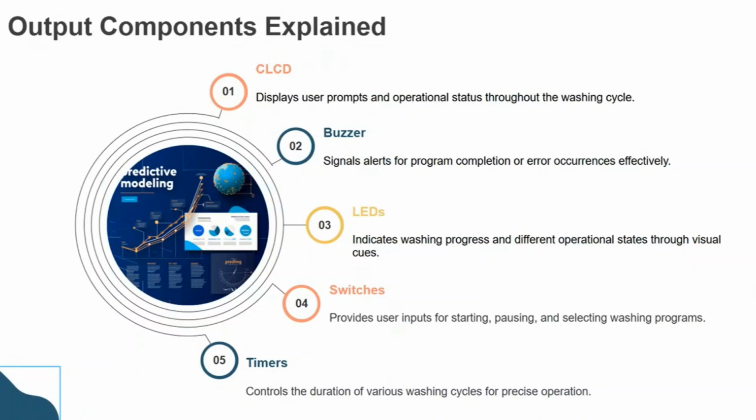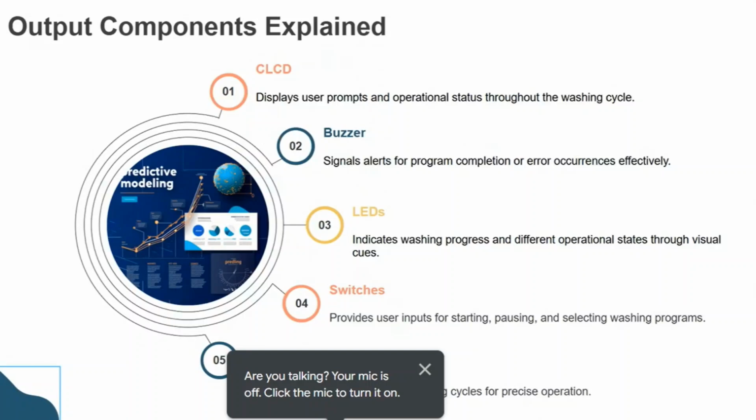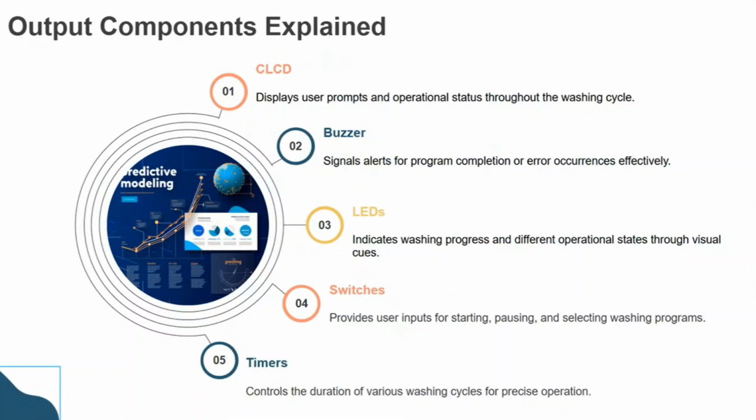Output components explained. There are five output components: CLCD, buzzer, LEDs, switches, timers. The CLCD displays the prompts, warnings, and operational status. The buzzer gives audible signals, like when an error occurs or the program completes. These LEDs indicate the washing progress and different operational states. Switches provide user inputs for starting, pausing, and selecting washing programs. Timers are a crucial part. They control the delay of the processes in the washing cycle.